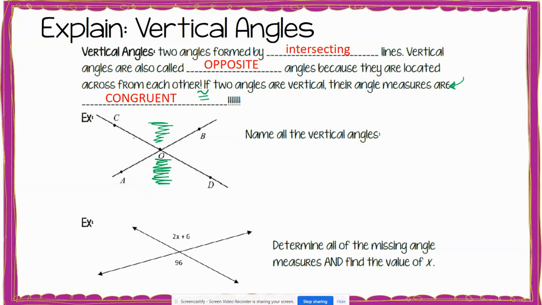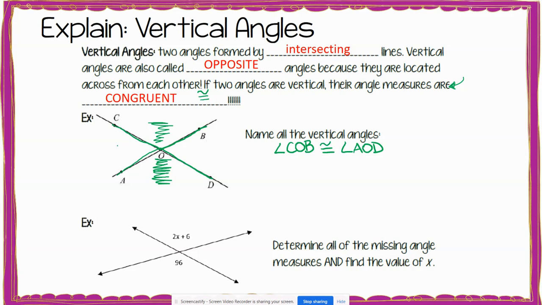Well, an angle should be named with 3 letters. So I'm going to start with angle. It goes from C to O to B. The vertex should always be in the middle. So angle COB is vertical or congruent to angle AOD. Now, I know that they are vertical to each other because they are opposite. And this symbol says congruent. I know that they are congruent because all vertical angles are congruent or equal to each other.